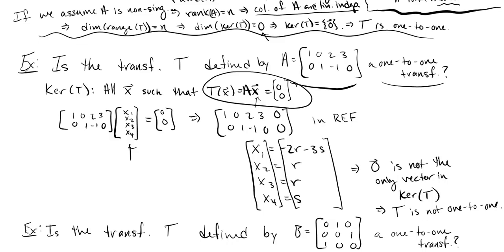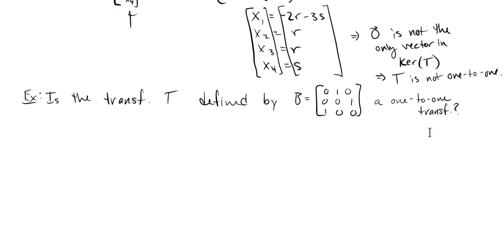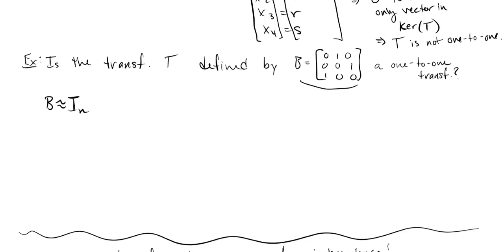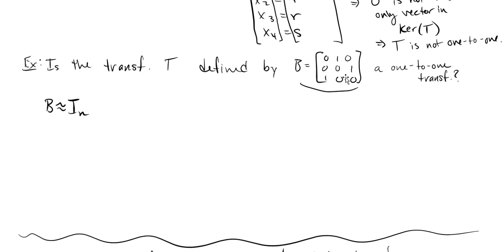Good enough. All right. Let's see this next example, same idea. Is the transformation T defined by this matrix B a 1-to-1 transformation? Well, notice this matrix is certainly row equivalent to the identity, right? You could just do a couple of row interchanges and get this to the identity real quick.